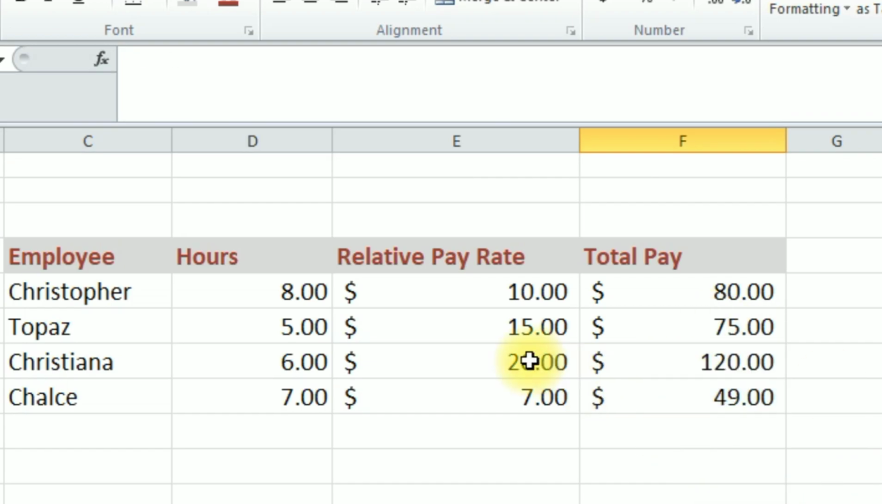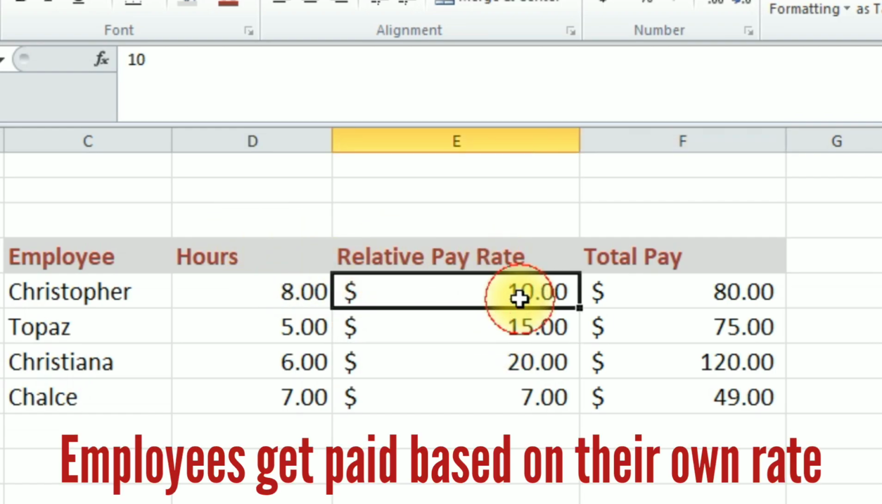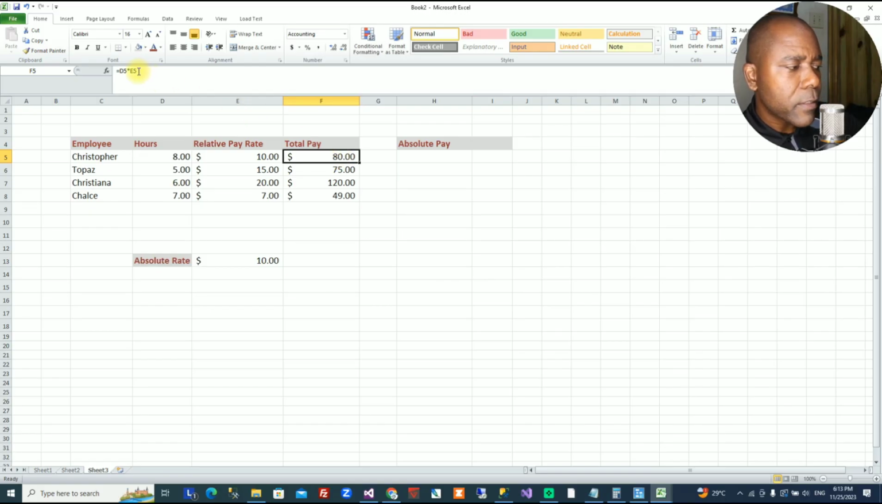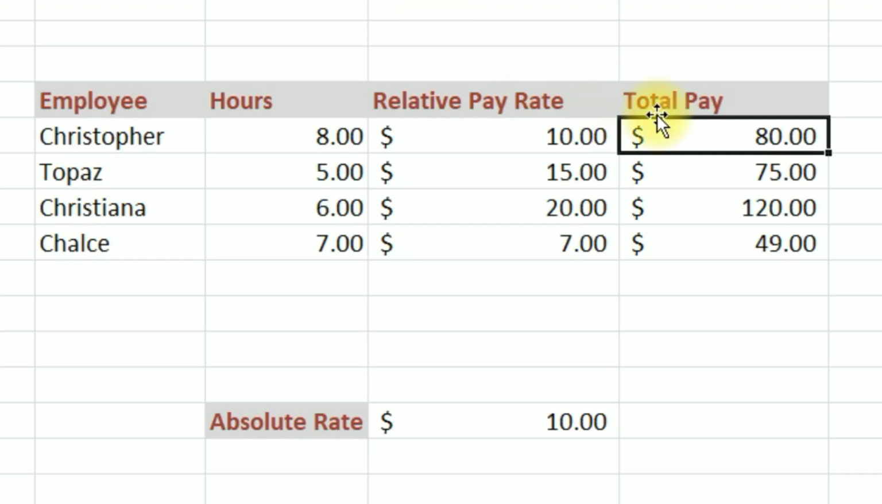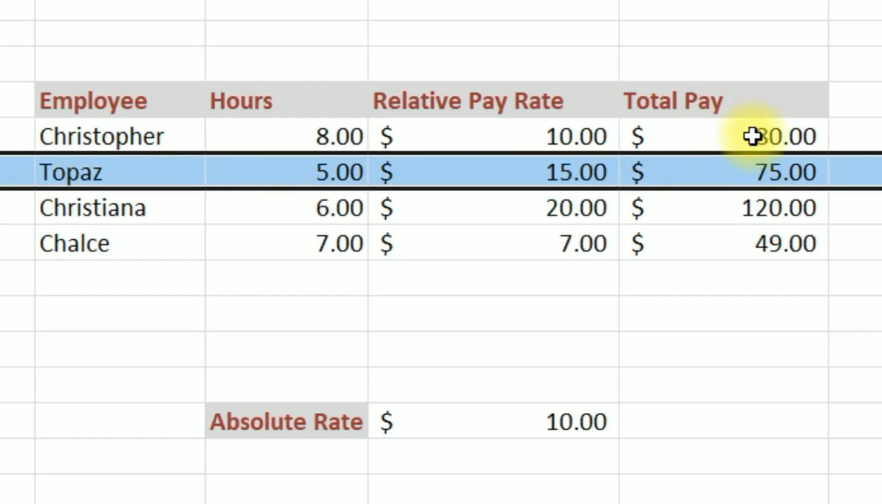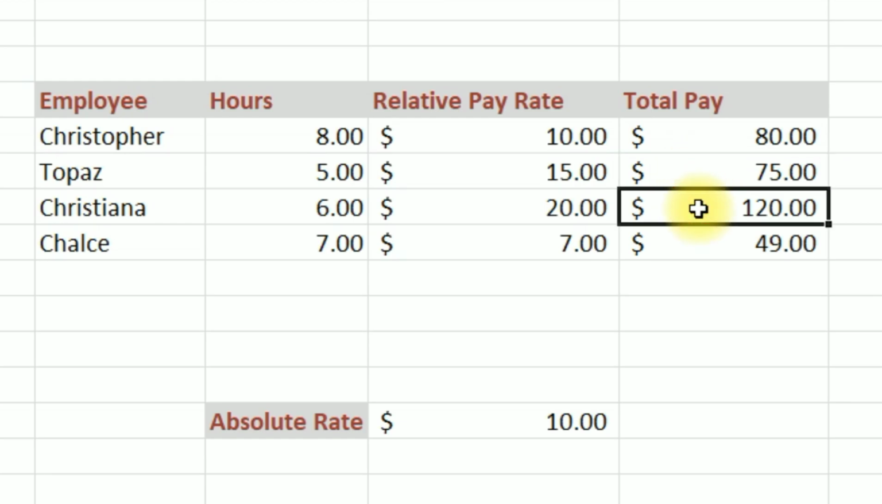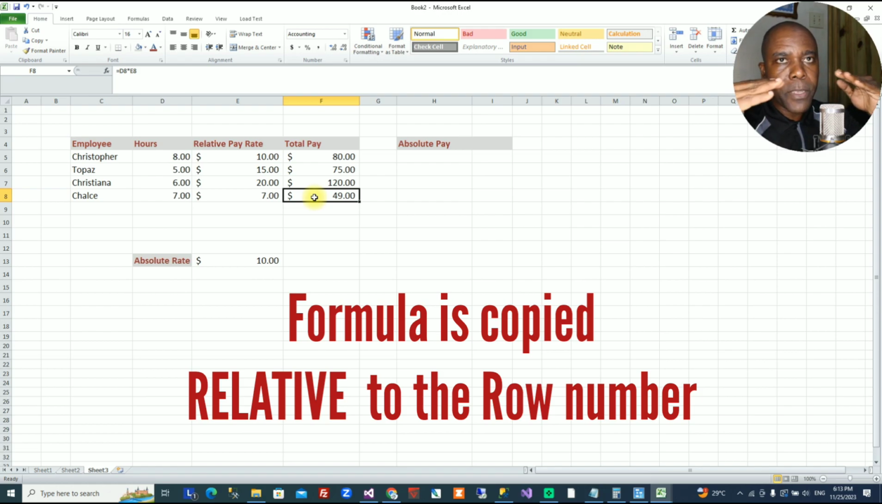It's relative. So everyone gets paid based on the pay rate, the relative pay rate that's in the column. And if you look in the formula, you'll see that the cell address that it's multiplying keeps incrementing based on the row number that's here. This one is E6, E7, E8. That's relative. So it's copying the formula relative to the row that it's in, and it keeps switching it out.